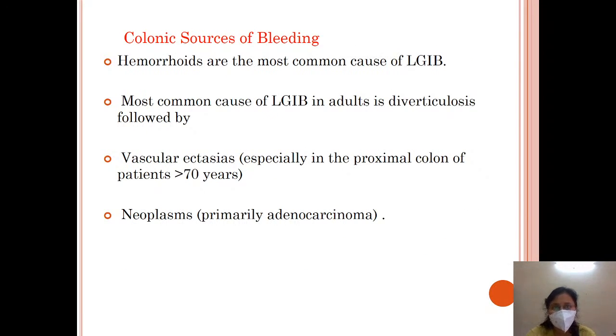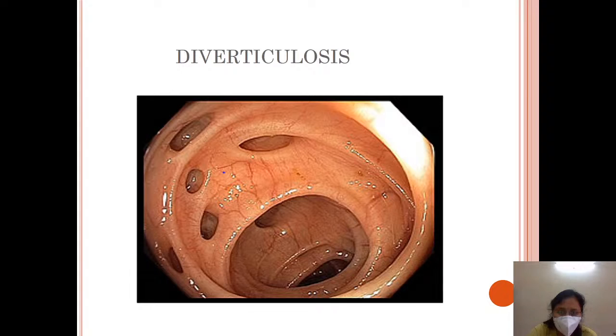Colonic sources of bleeding. Hemorrhoids are the most common cause of lower GI bleed. Most common cause of lower GI bleed in adults is diverticulosis, followed by vascular ectasias, especially in the proximal colon of patients more than 70 years, and neoplasms, that is primarily adenocarcinoma. In this image, we can see diverticulosis.